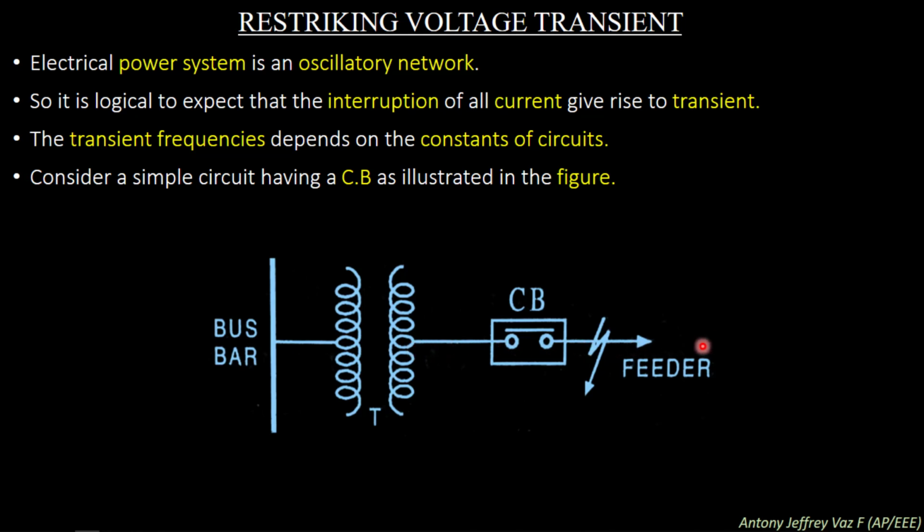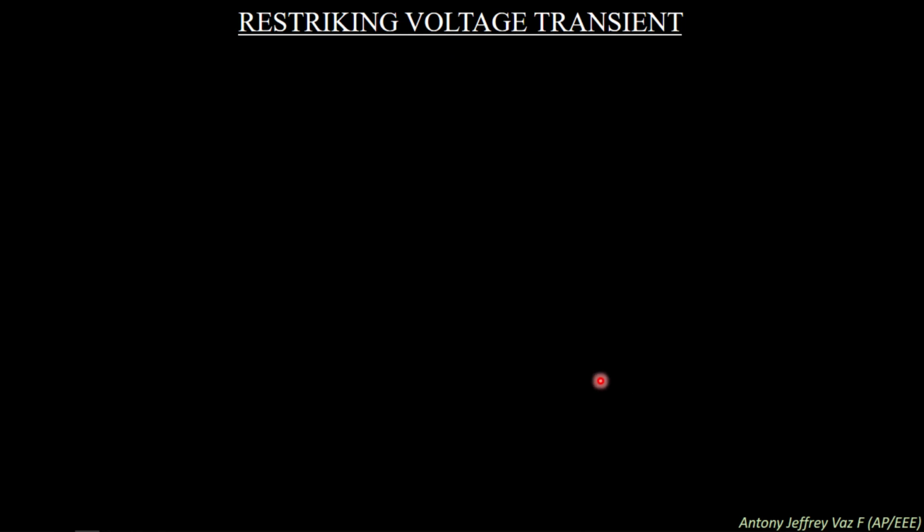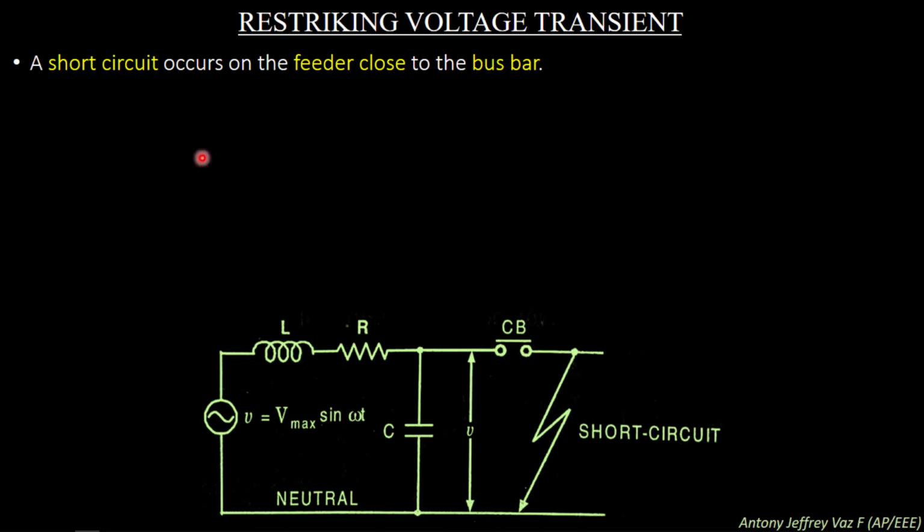So if any fault occurs in the transmission line, or if we need to switch off the transmission line, we need a circuit breaker after the step-up transformer. So a circuit breaker is placed between the transformer and the transmission line. As represented in the figure, the transmission line has a phase fault or phase to ground fault in the feeder. A short circuit occurs on the feeder very close to the bus bar.